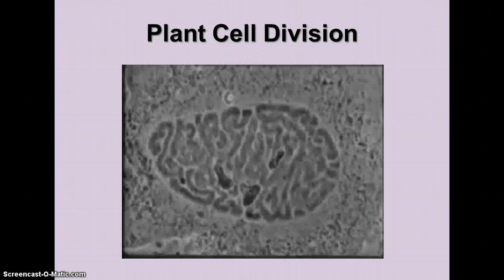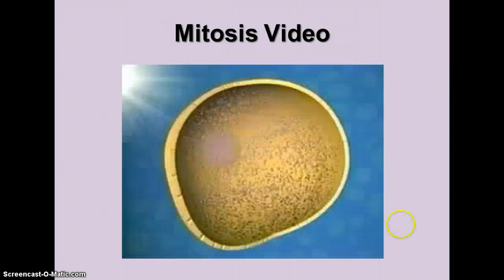So you can see the difference between animal cell cytokinesis and plant cell cytokinesis. Next, we have a video that shows the phases of mitosis and what's happening to the chromosomes, just as a review of the whole process of mitosis.